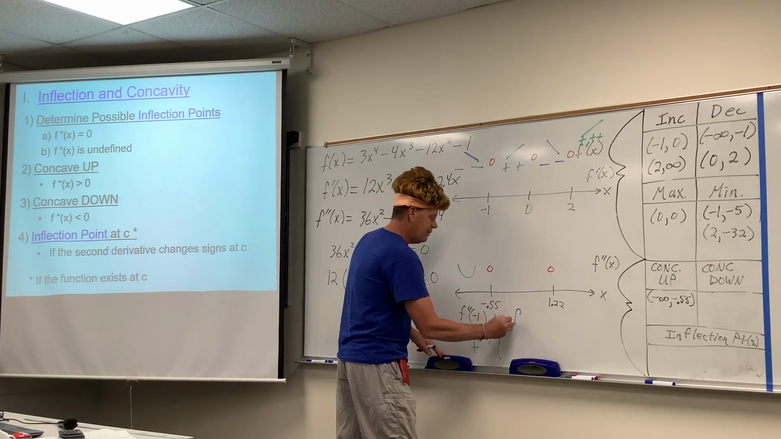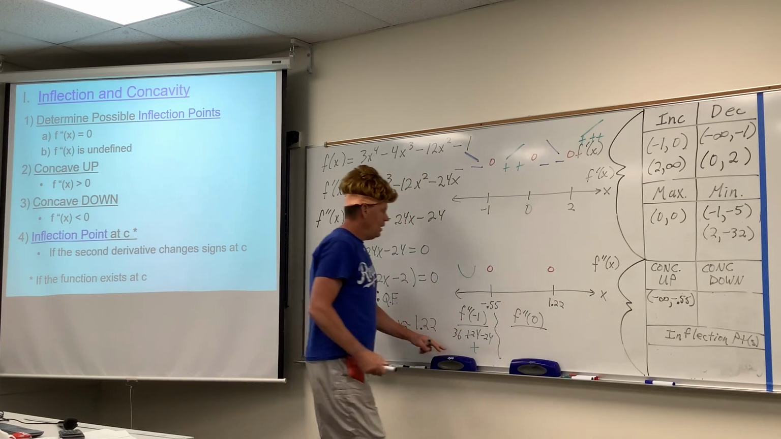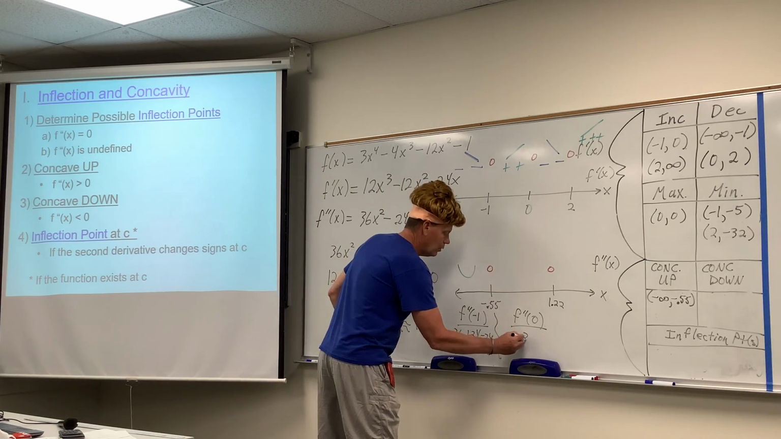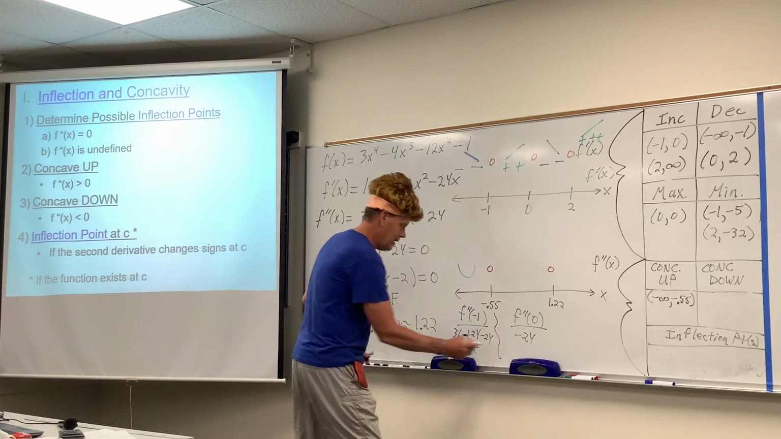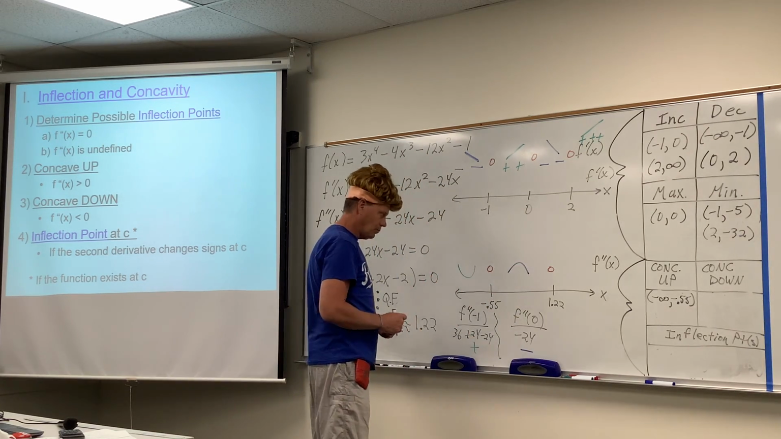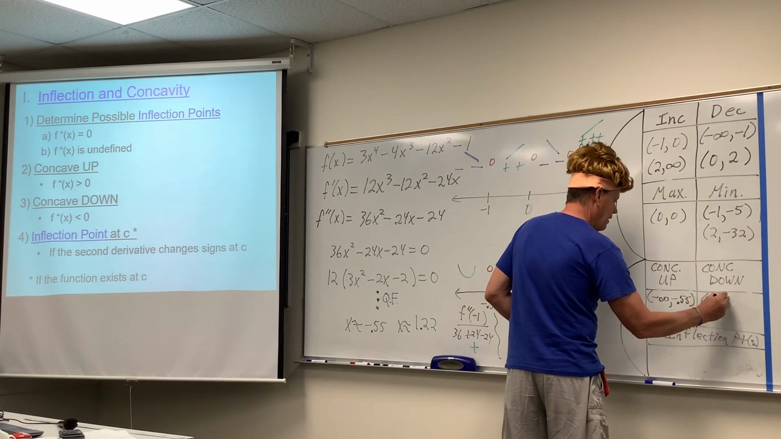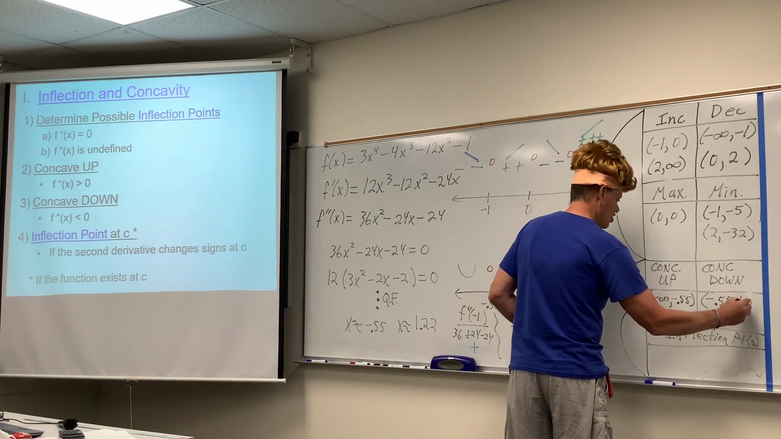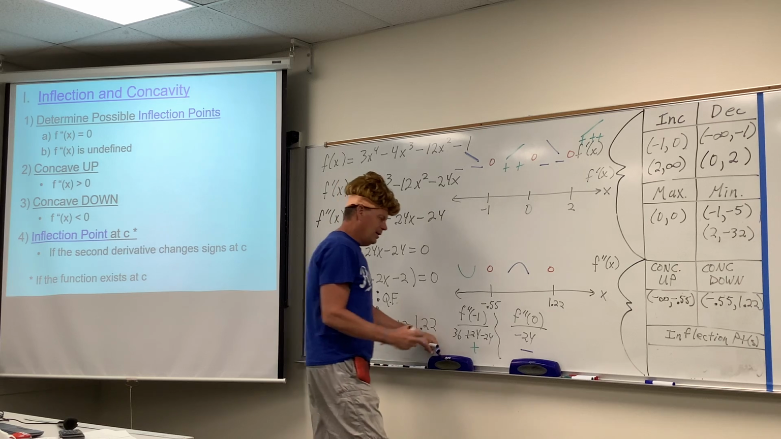All right, let's do f double prime of 0. That's in here. That's easy. 0, 0, negative 24, emphasis on negative. Negative, all right. So, concave down. So concave down from negative 0.55 to 1.22-ish. Those are rounded. Being a little sloppy, I get it.